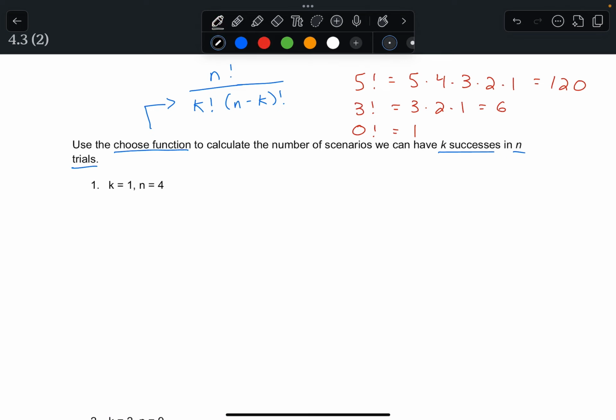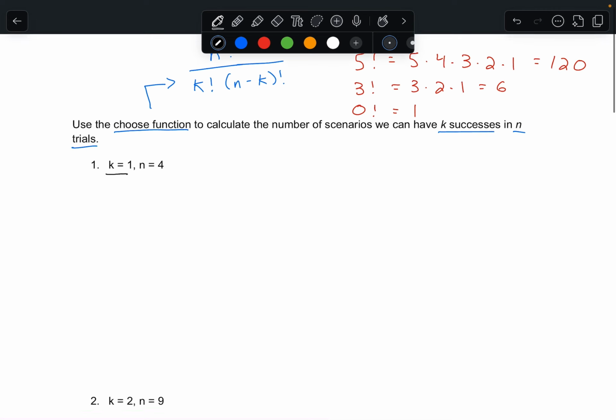We're just going to practice using this choose function and working with it. If you're careful with how you write these problems out, they actually condense, and we should be able to cancel a lot of stuff, which will make our calculations much easier to work with.